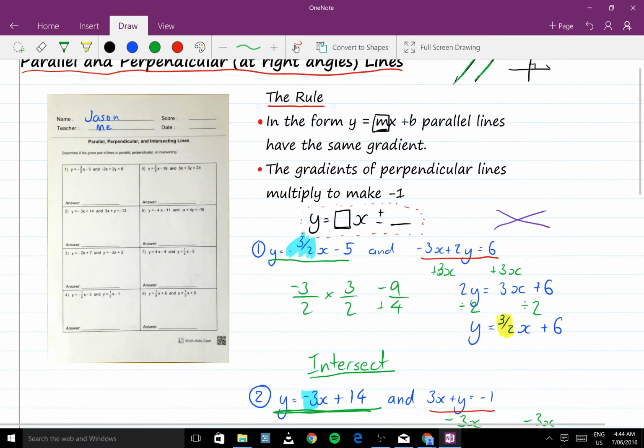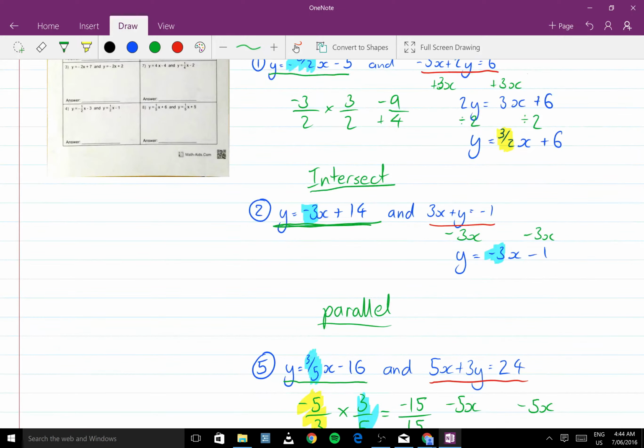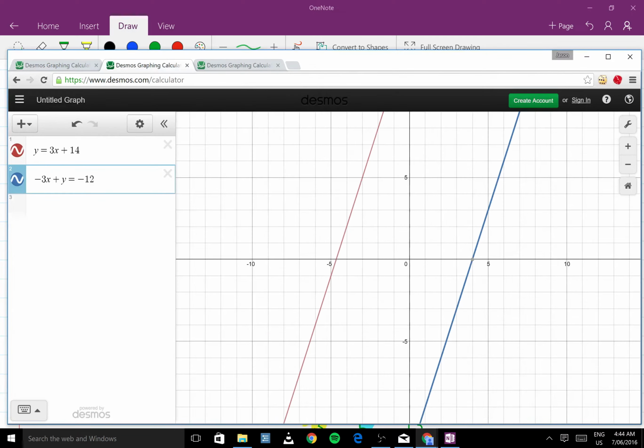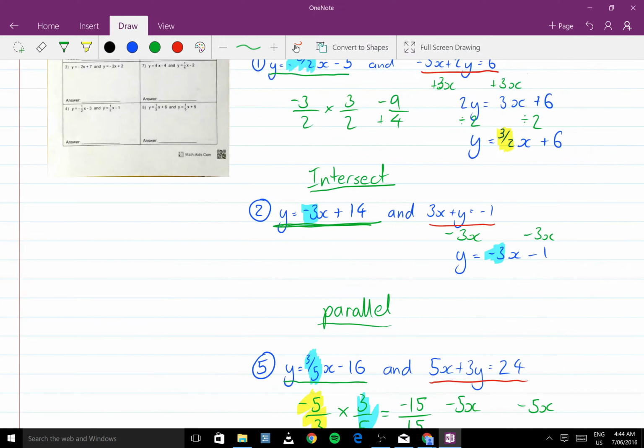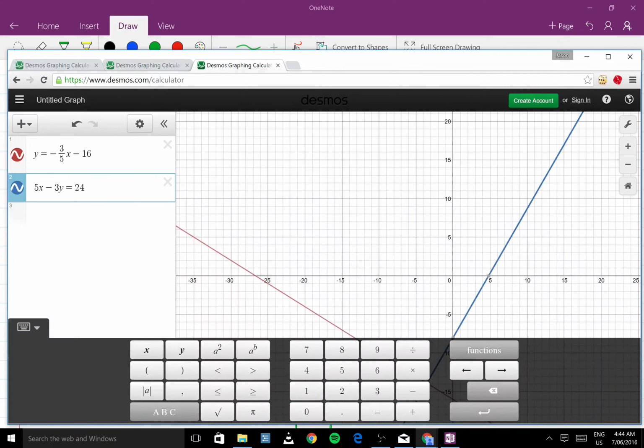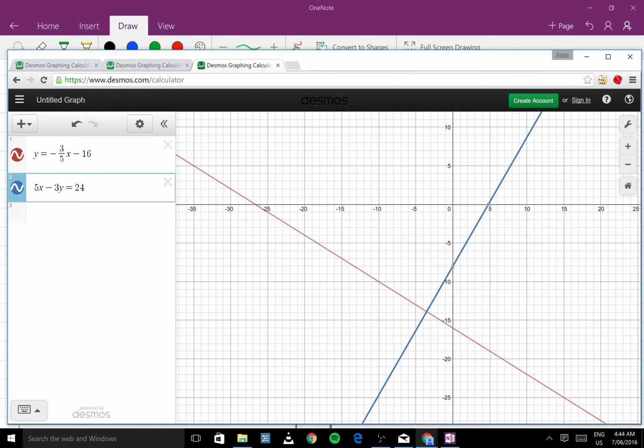Okay, so these ones don't intersect. The parallel ones, the ones with minus 3 and 14, they're parallel. And the perpendicular ones, they're perpendicular. Okay, and this is just to show you that this is a really useful tool for checking yourself, for making sure that you're right. So if you put it into Desmos after you've had a crack at the numbers, then you'll see if you're right, and you can check yourself.